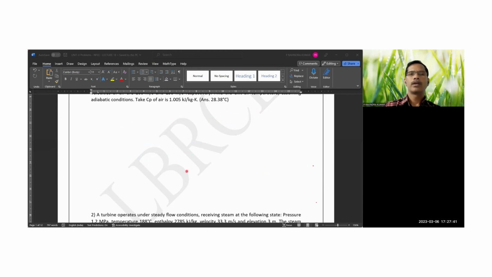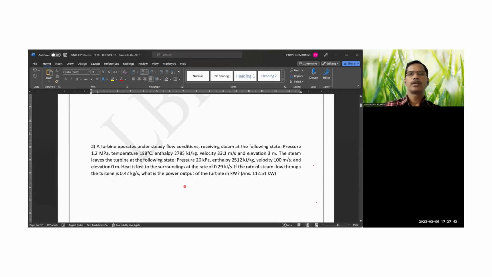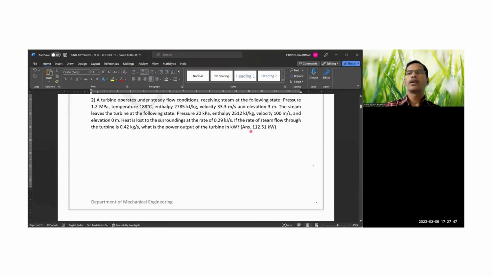So look at another problem, where a turbine is mentioned. Observe the problem. A turbine operates under steady flow conditions, receiving the steam at the following state.